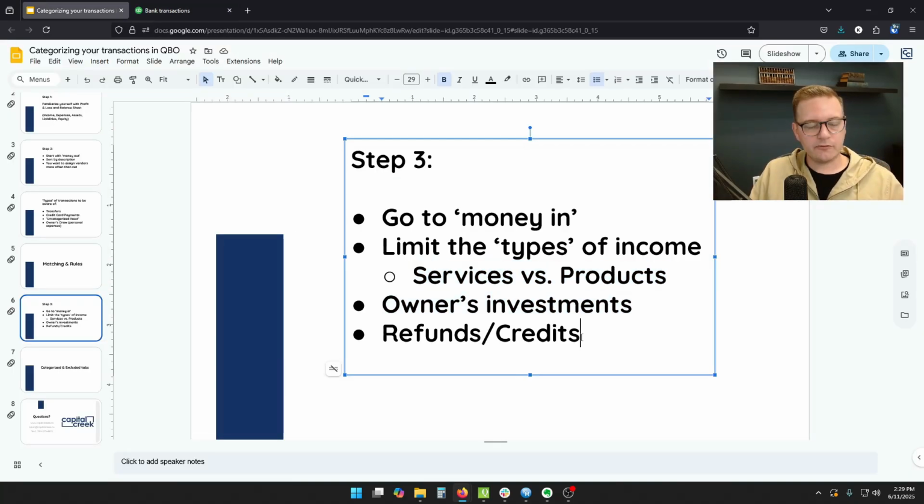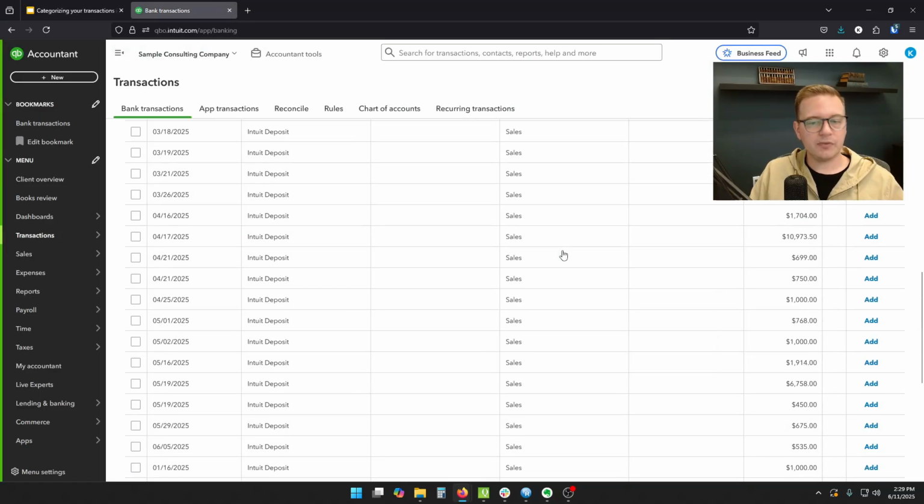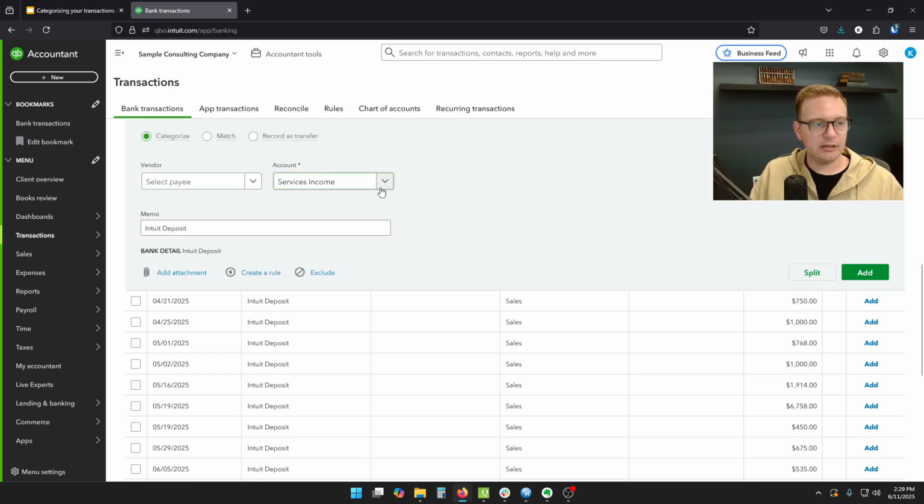The 2 types of transactions that are important, I think, in this case, just like in the money out section, is owner's investments and then refunds and credits. So if you ever need to put money into the business, that is not income. You need to label it as owner's investment. You are investing money into the business. It's like the opposite of owner's draw. So put it in owner's investment. That's an equity account. So same idea, you would create it, put the account type as equity, and there you go.